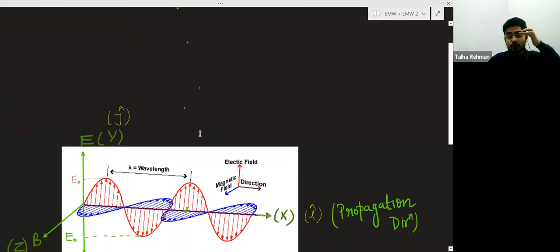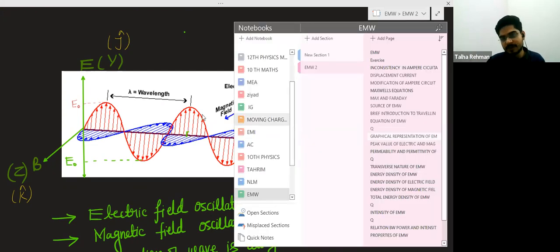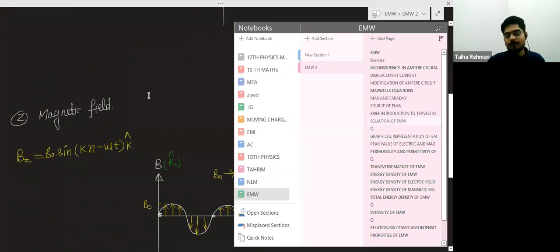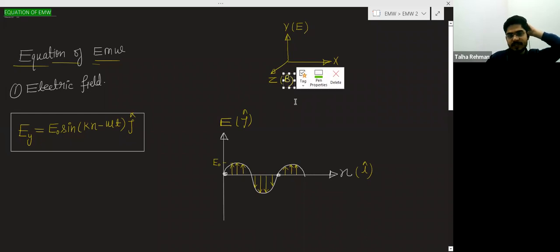So in an electromagnetic wave, what are the fields? First is the electric field oscillation, another is the magnetic field oscillation. So when you write the equation of the electromagnetic wave, you have to write the equation of the electric field and the equation of the magnetic field. This direction is x, I am supposing this is y, z. We have discussed that the electric field is along y and the magnetic field is along z.